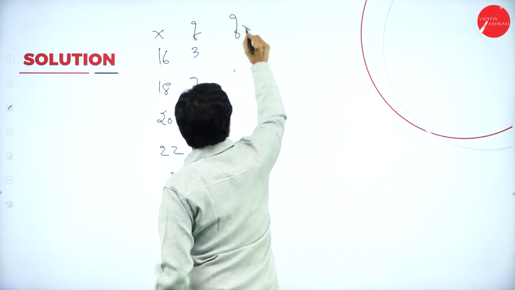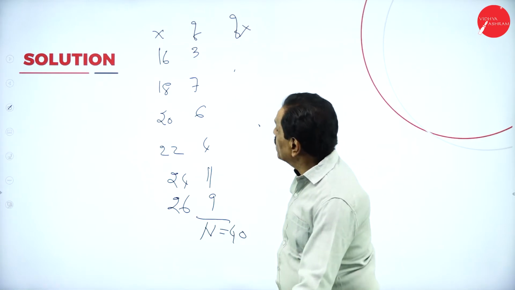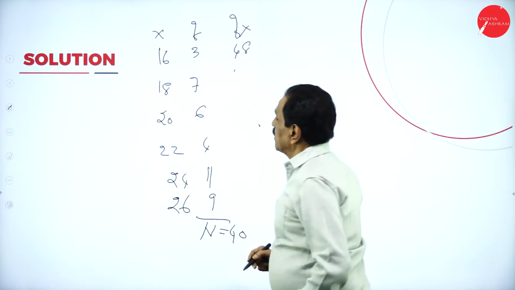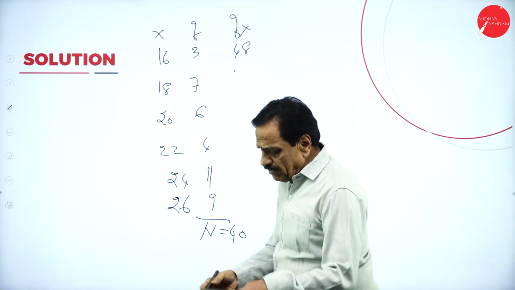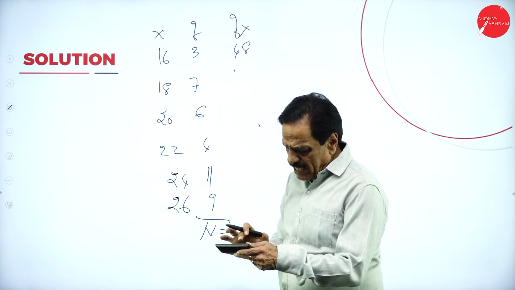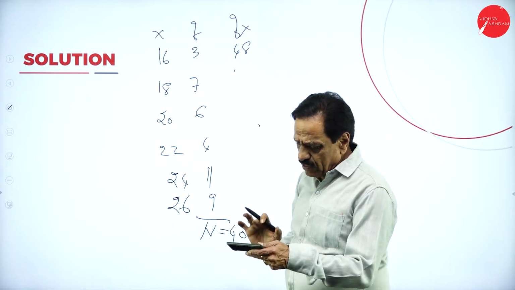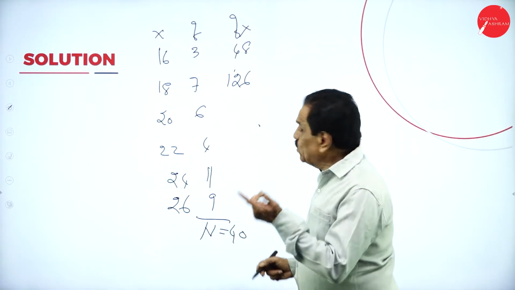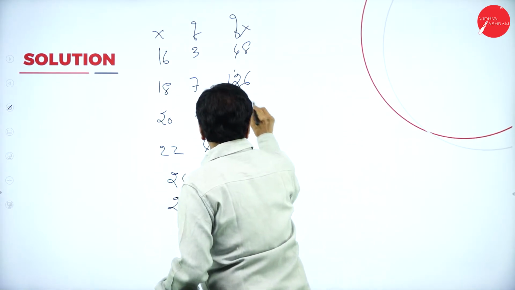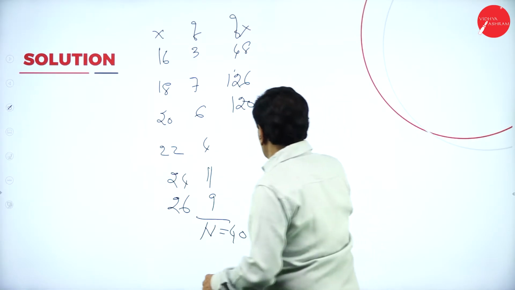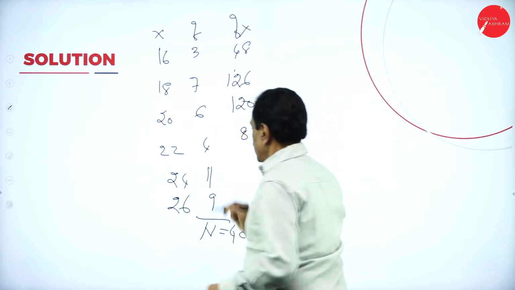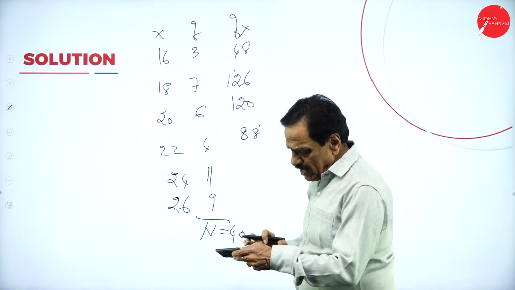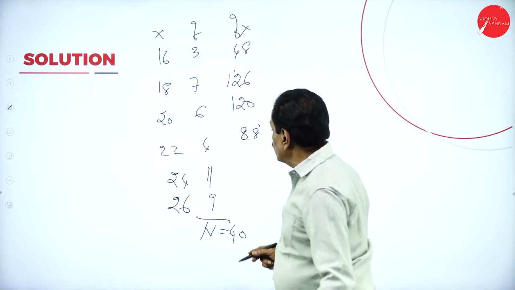fx. f into x, multiply. What is the first one? 16 into 3 is 48. 18 into 7 is equal to 126. 20 into 6, 120. 22 into 4, 88. Then 24 into 11 is equal to 264.